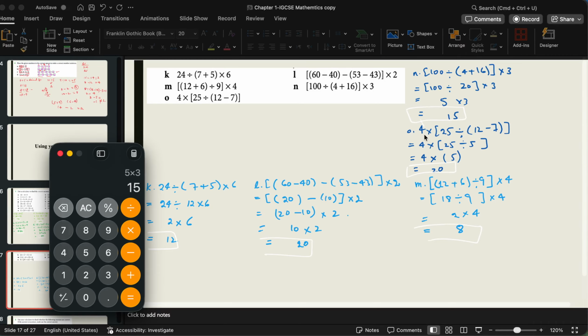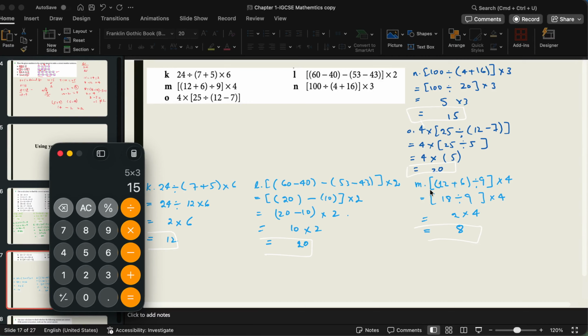The second last is 4 multiplied by 25 divided by 12 minus 7. First the innermost bracket, then 25 will get divided by whatever value we get from it. Once we are done with the brackets, we come outside and perform the operation, which is multiplication by 4. So 12 minus 7 is equal to 5, 25 divided by 5 is equal to 5, and 4 multiplied by 5 is equal to 20.